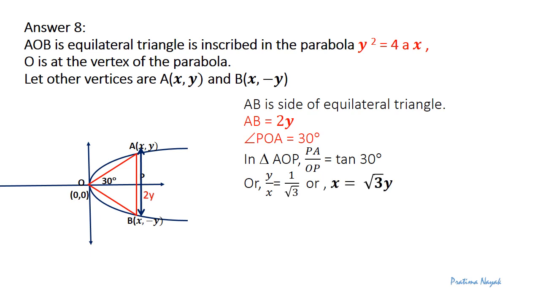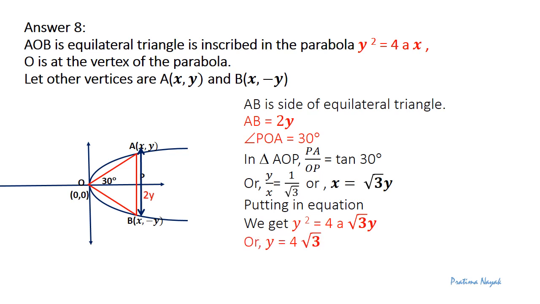Now putting in equation of parabola, I'll get y square is equal to 4 times of a, and replacing x by root 3 y, I'll get y is equal to 4 root 3 a. So side of the triangle will be 2 times of y, it will be 2 times of 4 root 3 a, that will be 8 root 3 a unit.